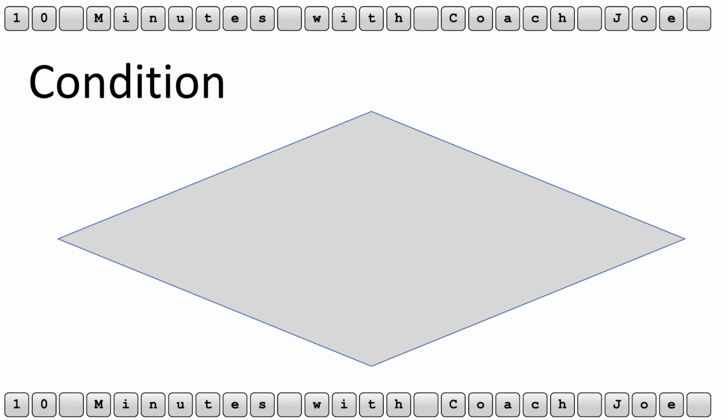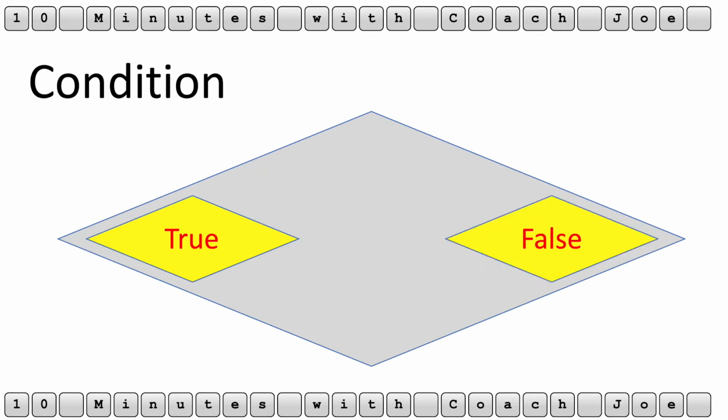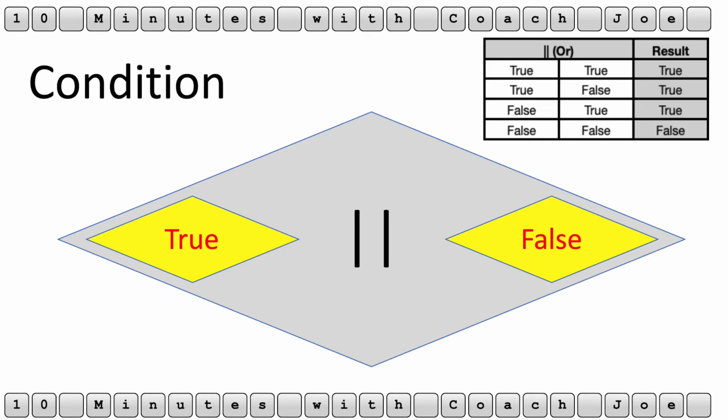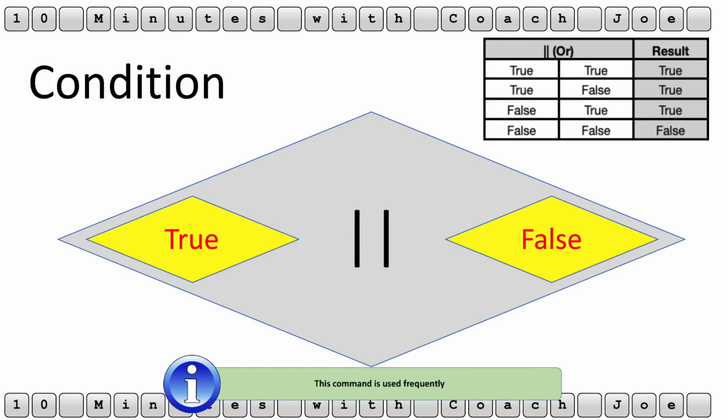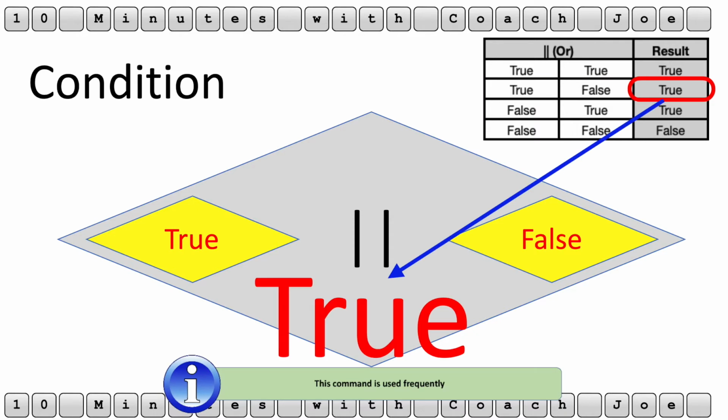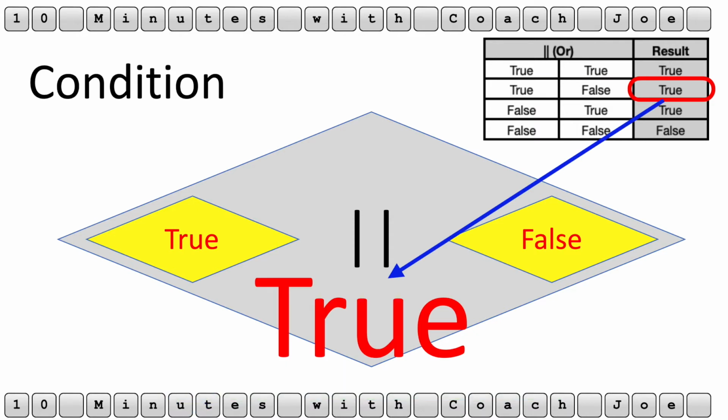We can also evaluate these conditions with a logical OR. There will be a condition on the left and a condition on the right. They will be separated by a logical OR. For the logical OR to be true, one or both conditions must be true. Only when both conditions are false is the logical OR false. The result of the matrix for this row is true. The result of this condition will be true.